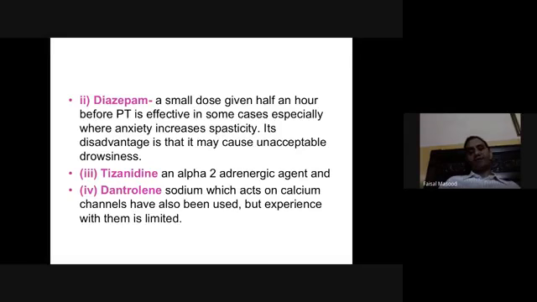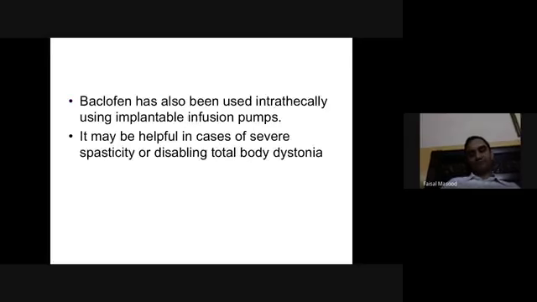Peripheral muscle relaxants such as tizanidine, which is an alpha-2 adrenergic agent, and dantrolene sodium, which acts on the calcium channels, have been used with limited experience. Baclofen intrathecally has shown very promising results. There are implantable infusion pumps which may be helpful in cases of severe spasticity or disabling total dystonia.